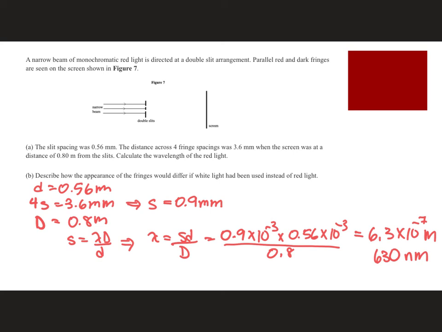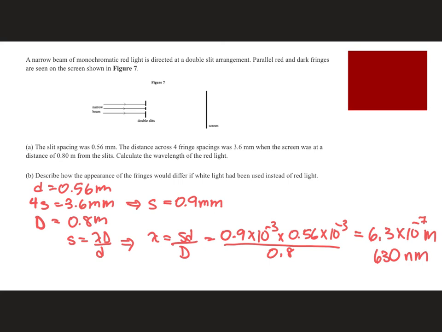So part B, describe how the fringes would differ if white light were used instead of red light. And this is one of the reasons I suggest watching that video, is you'll be able to see it more clearly. Because white light is made up of many different wavelengths, as you can see with our equation, they should appear at different points. The central one, if you remember I said that, is always going to be the same distance from the top and the bottom slit. It's going to still look white.